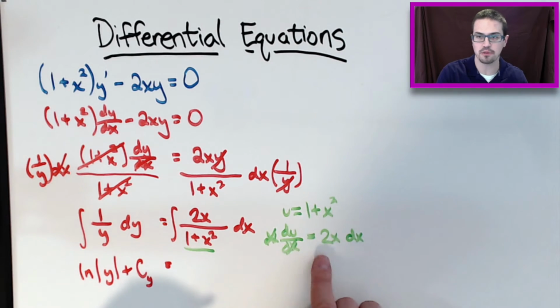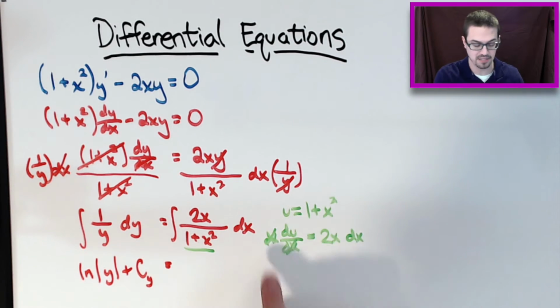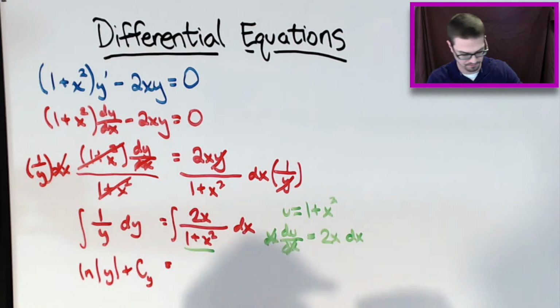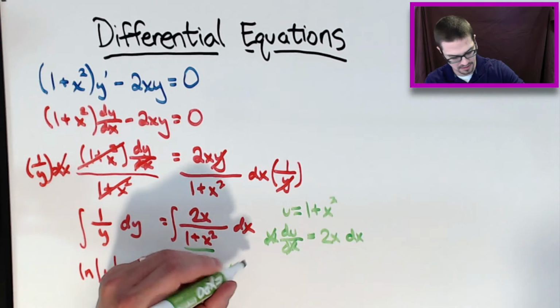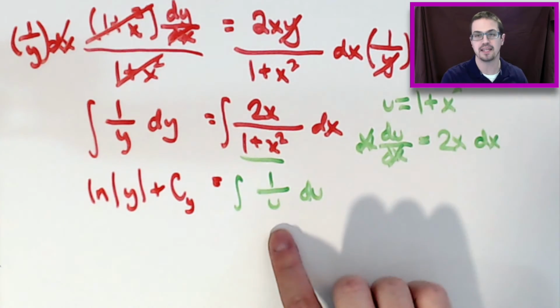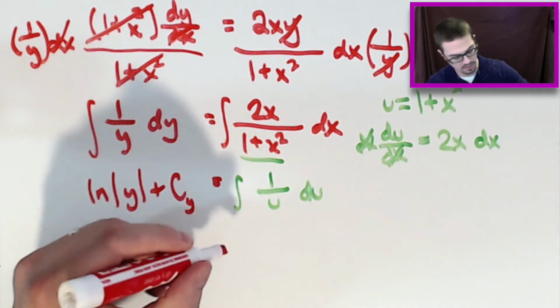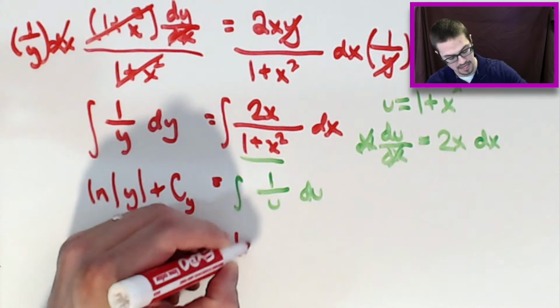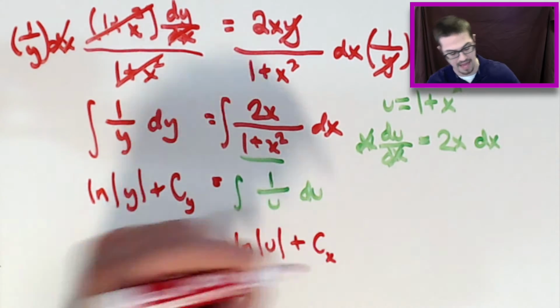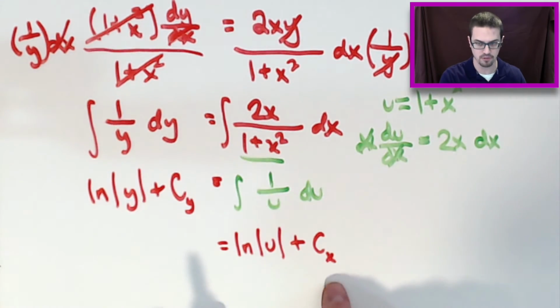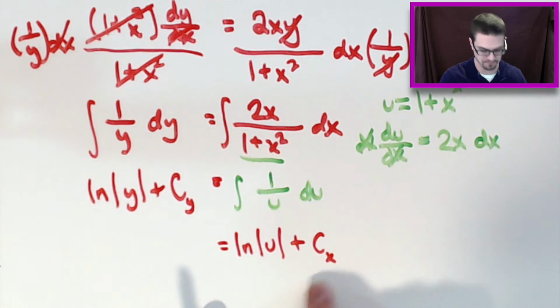And I have du is equal to 2x dx. So everything is substituted here, so I'm going to rewrite it now. So it's going to be 1 over u du. Okay, from here, I'm going to take the antiderivative of this 1 over u, and it's going to be equal to the ln absolute value of u plus c sub x. Again, because it's the antiderivative of the x, so I'm going to put that c sub x right here.